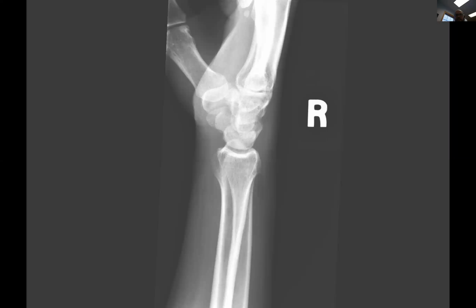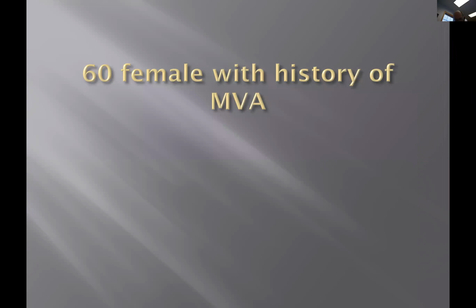All right, next case, last case, and then we'll see if there's any questions. I want to get you guys out, it's supposed to be lunch and learn, not the whole afternoon. So, 60-year-old female with history of MVA. The most common carpal bone to fracture is the scaphoid. Next case, this is a great case. 60-year-old female with a history of a motor vehicle accident.